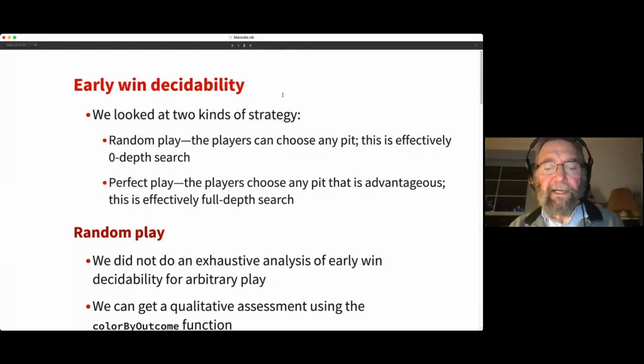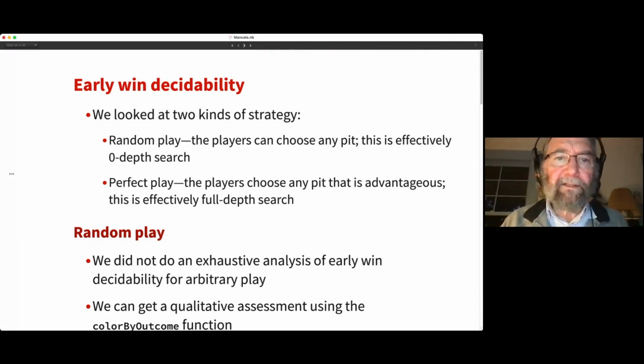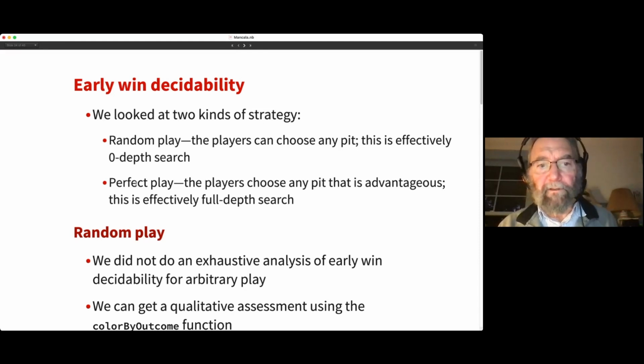Okay, early win decidability. There are a couple of different ways we can look at that. Looking at random play and looking at perfect play. In other words, if a player could look all the way down through the game graph and then make their choice of move based on which one was going to get them to a winning state, or if not a winning state, at least a tie. That would be perfect play.